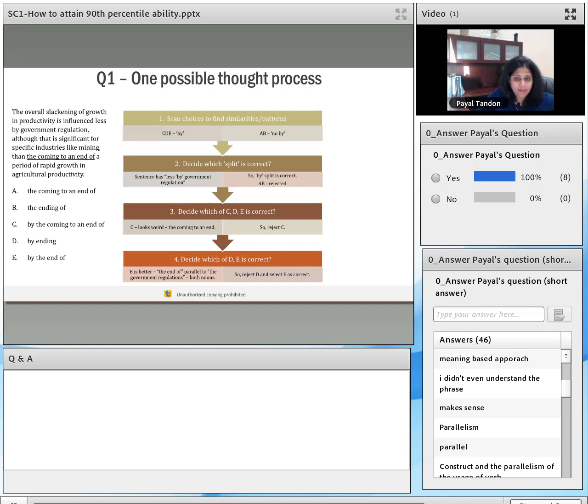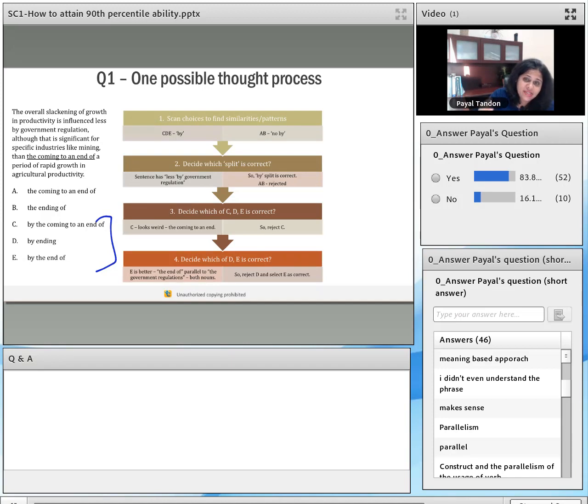How many of you did it this way till now? Okay, all right, quite a few of you. Now you have to decide which one of C, D, and E is correct. So now you are going to look at C. How many of you rejected C because it looked weird? "By the coming to an end of an era of a period of rapid growth." How many have rejected it because it was weird? Quite a few of you, right? Almost everyone rejected it because it was weird. So you rejected C.